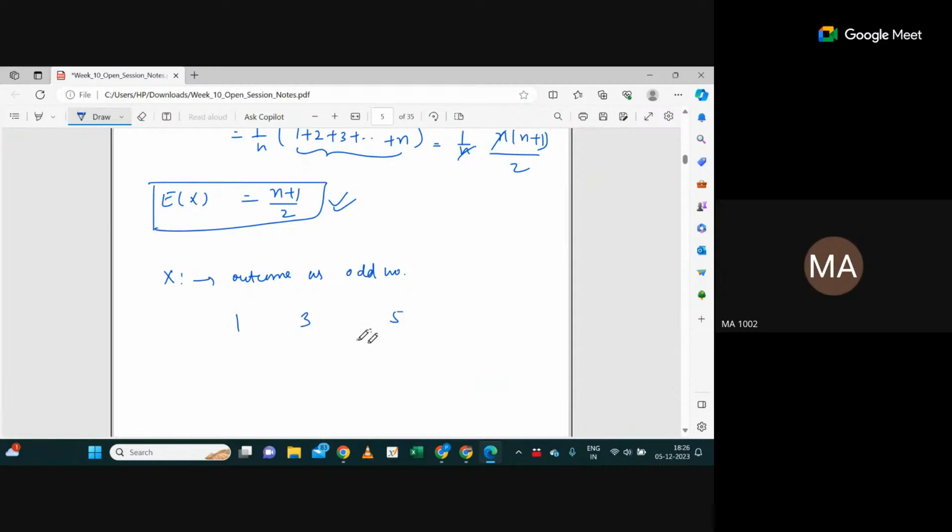Yes, why not? It's only about what the possible values your random variable is taking and what the probability associated with each value is. That's all. You have to find the possible values and the probability associated with each value, and simply you can compute the expected value of x. Okay.